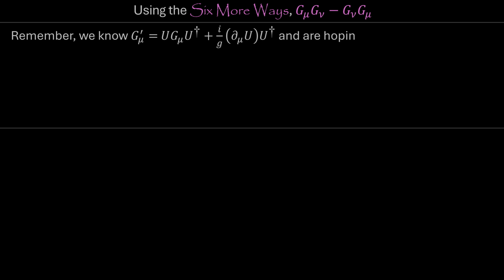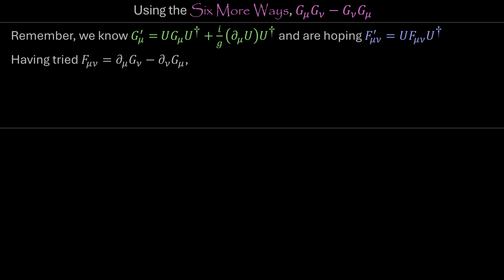Well, remember, we know how our gauge field has to transform from one gauge to another, right? It goes in the U U dagger sandwich, and then it picks up a derivative term. And we're hoping that under any gauge transformation, our field strength tensor, F mu nu, is going to simply undergo an adjoint transformation, properly reorienting itself in color space, but otherwise not changing.